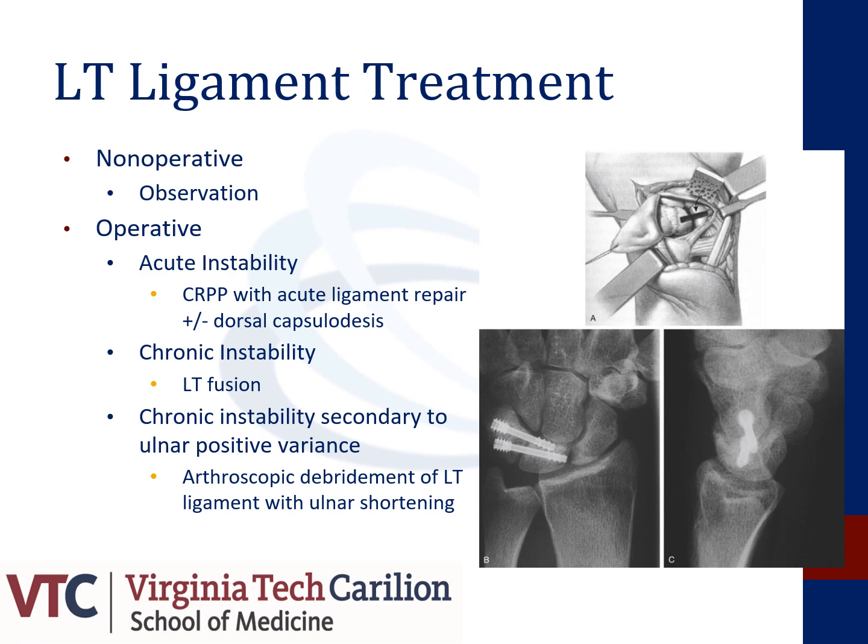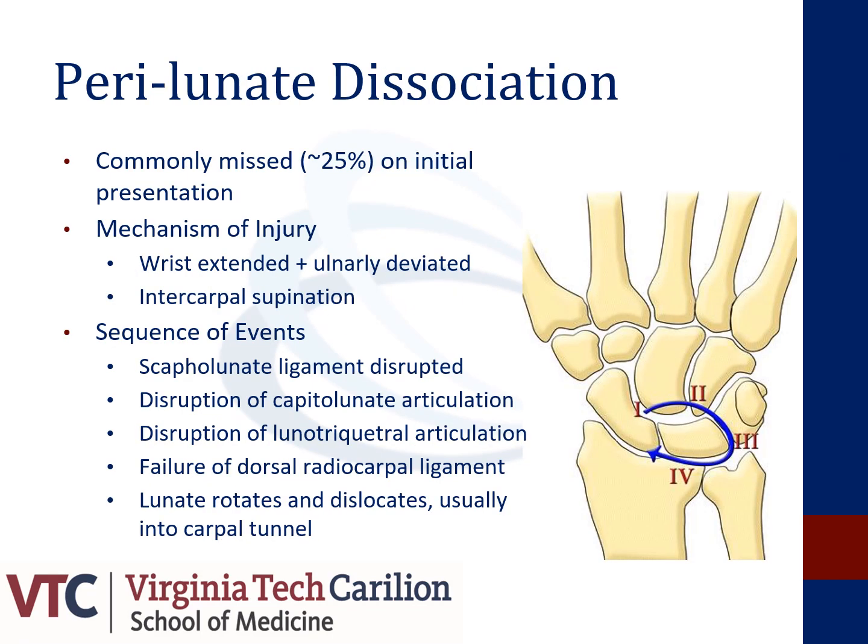In the setting of chronic instability, lunotriquetral fusion can be performed as demonstrated in these bottom images. And in the setting of chronic instability with ulnar positive variants, the patient can undergo debridement of the LT ligament with associated ulnar shortening. Now for perilunate dissociation.